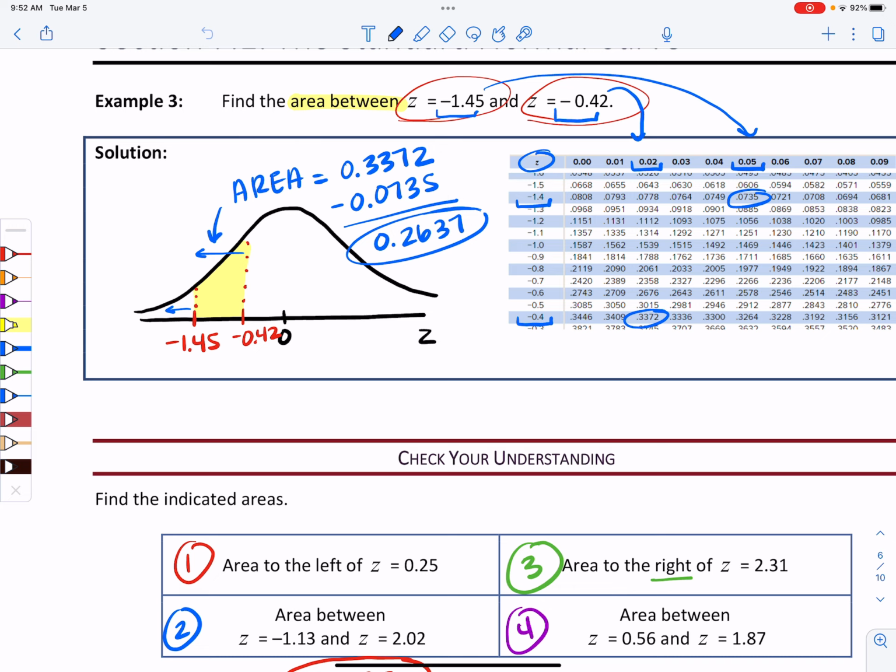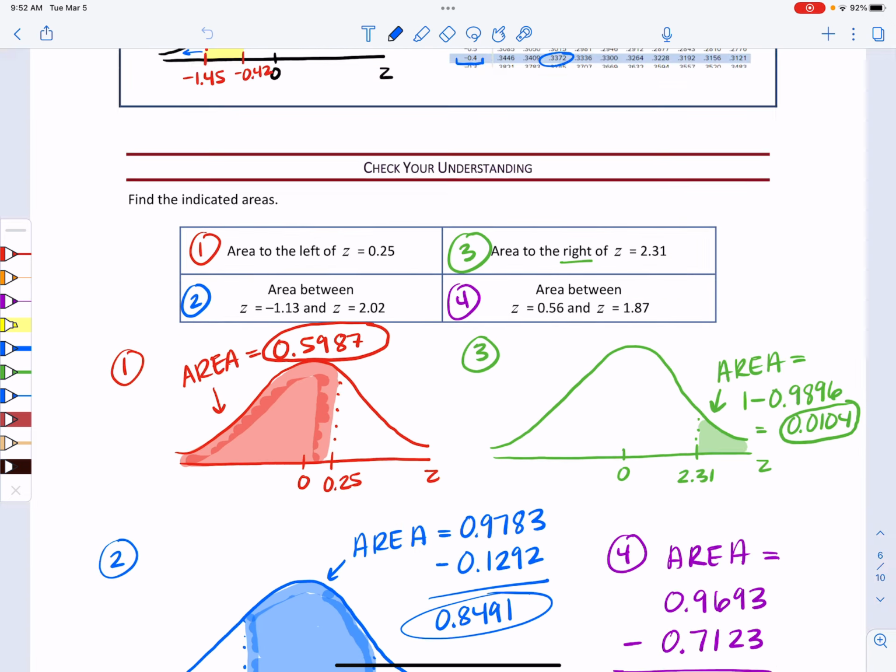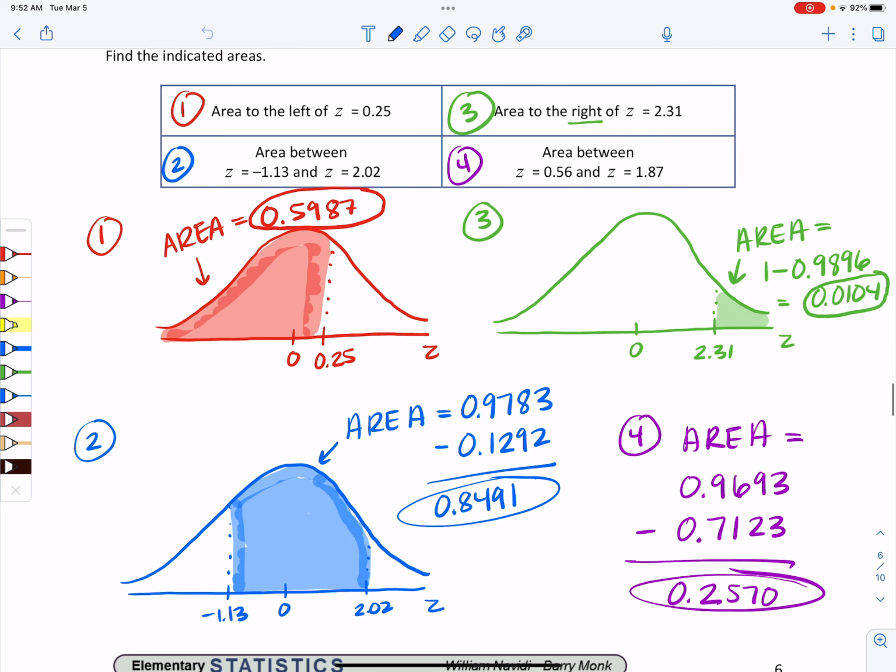Now that you've worked through those 4 check your understanding problems, I want you to check your work with what you're seeing here. First one, you were finding an area left, so you just went to your table. Second one was an area between, so you got both areas and took the difference. Third one was an area to the right, so you went to your table and then subtracted from 1. And then fourth was another area between.